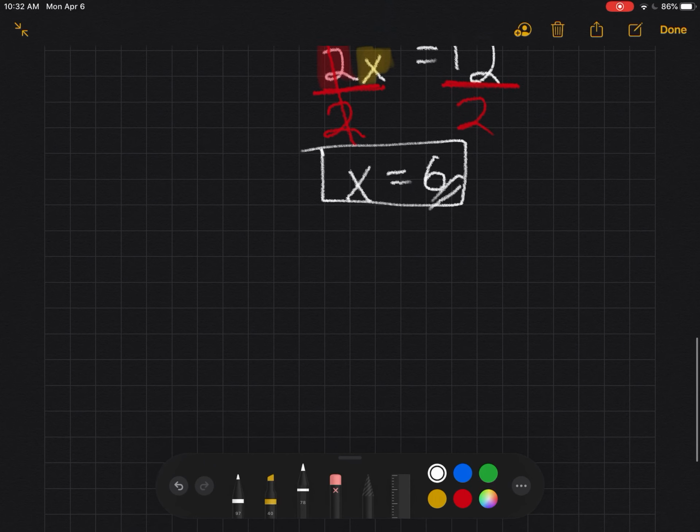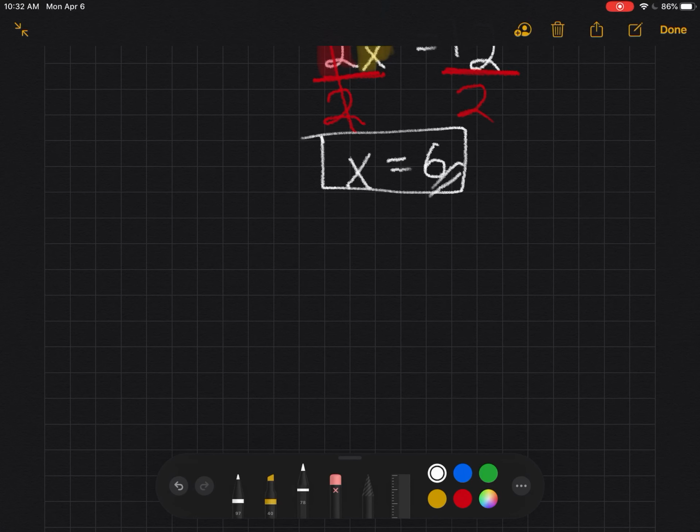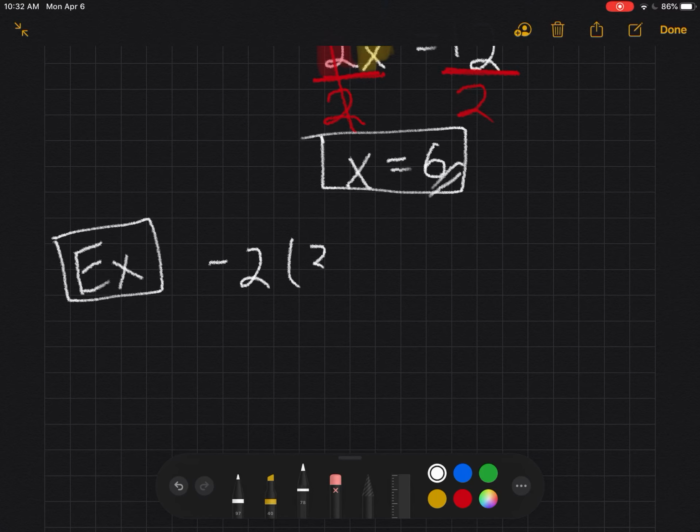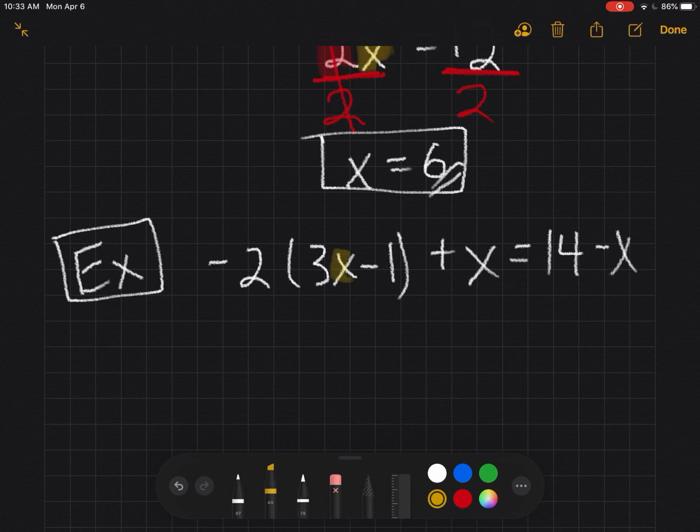All right, let's do one that's a little bit more tricky. You might not be able to guess this one right away. And then that'll be enough for this video. So let's do -2 times (3x minus 1) plus x equals 14 minus x. So I'm going to highlight the x. This is the variable that we want to get isolated on one side of the equal sign. And here's all the places I see x.